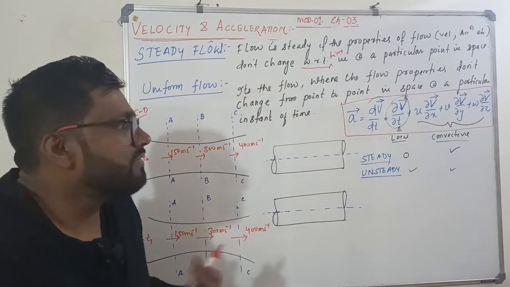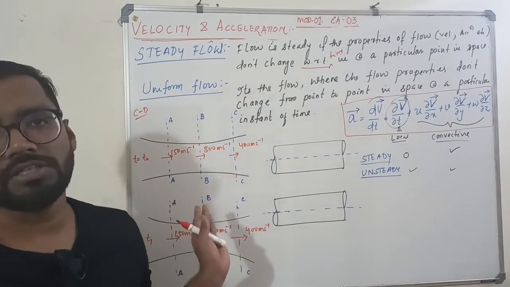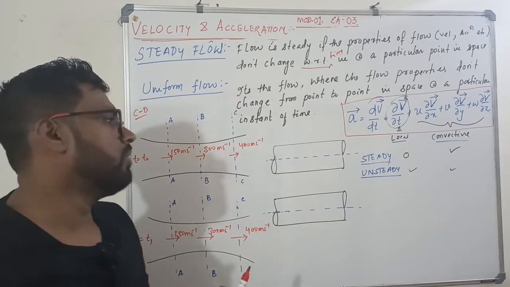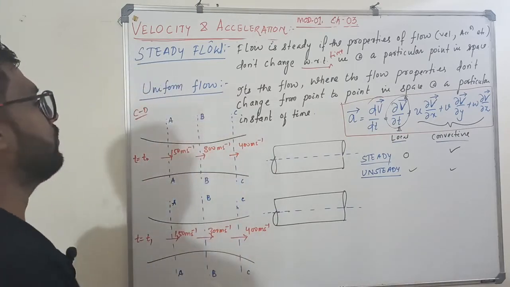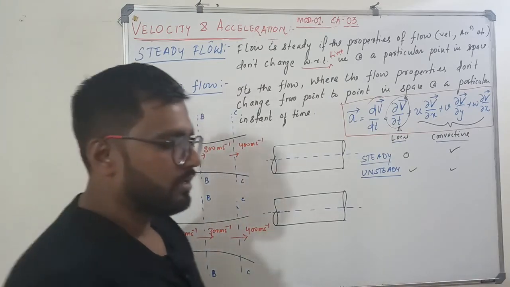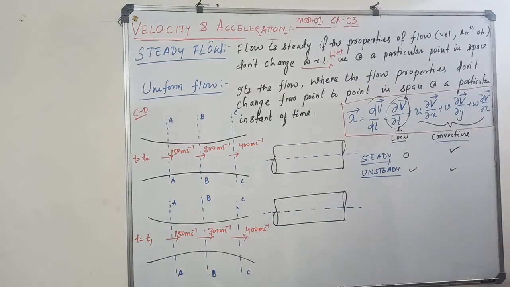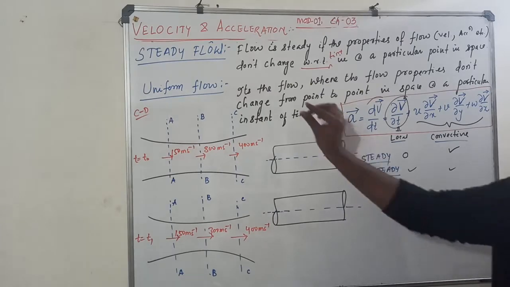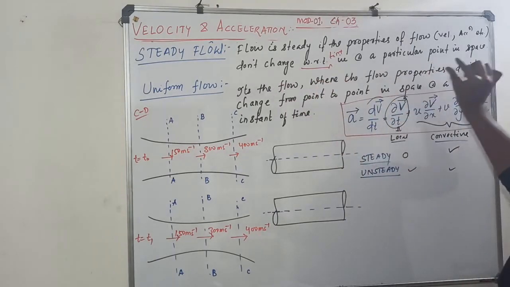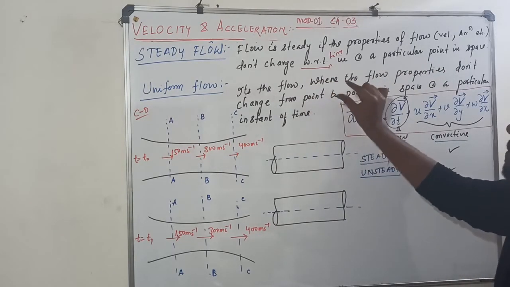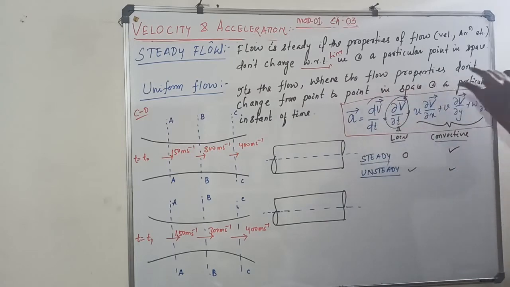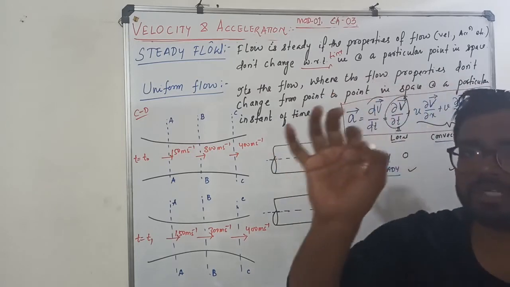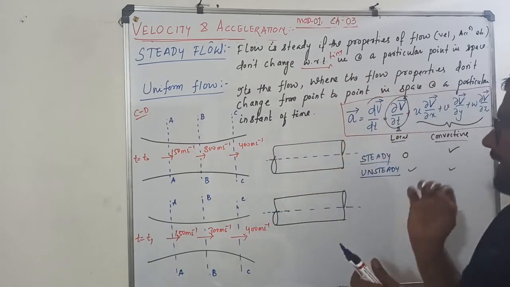Okay, so for a steady flow, local acceleration is 0. That's all we know. Now coming to uniform flow. What did it say? It is the flow where the flow properties do not change from point to point in space at a particular instant of time. Means what?